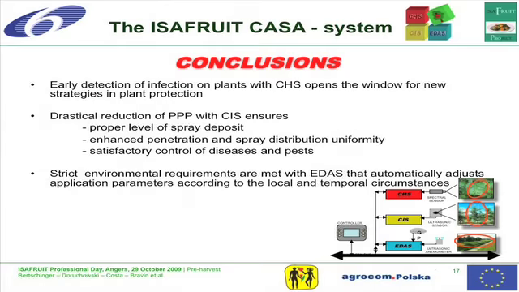So, conclusions. Early detection of infection on plants with the CHS, the crop health sensor, opens the window for new strategies in plant protection. Drastic reduction on plant protection products with this crop identification system ensures proper level of spray deposit, enhanced penetration and spray distribution uniformity, and satisfactory control of disease and pests. Strict environmental requirements are met with the EDAS that automatically adjusts application parameters according to the local and temporal circumstances.